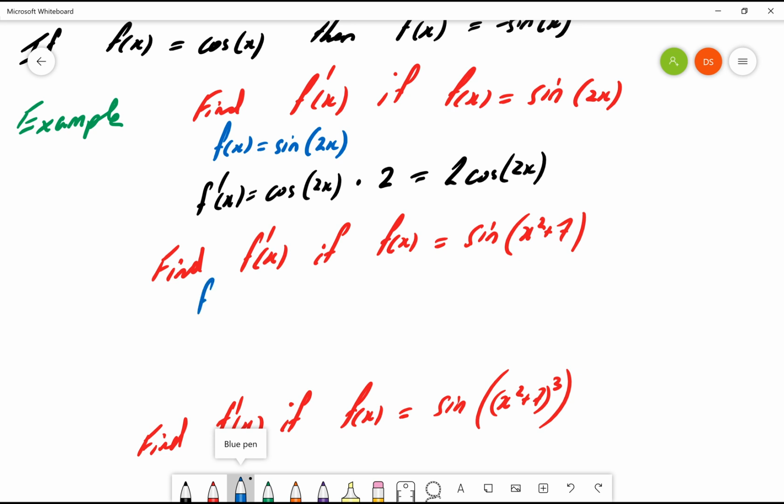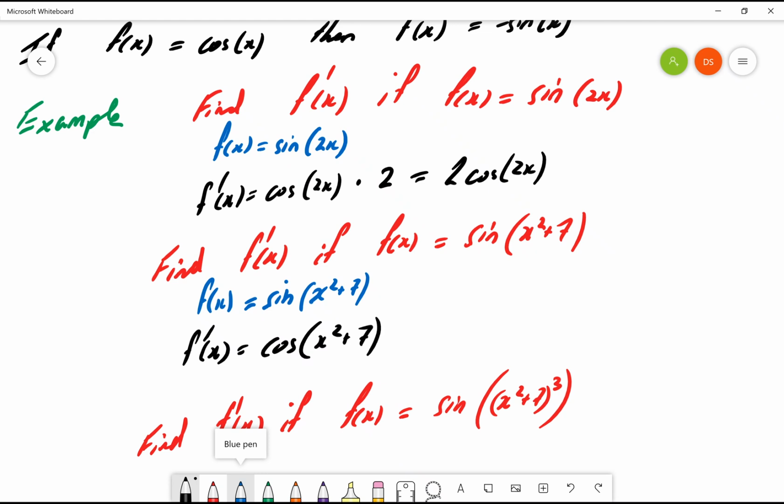Okay, f of x is equal to sine of x squared plus 7. And so then f dash, cosine, the function changes. And then I multiply by the derivative of the inside, which is 2x. So it can be 2x cosine of x squared plus 7.